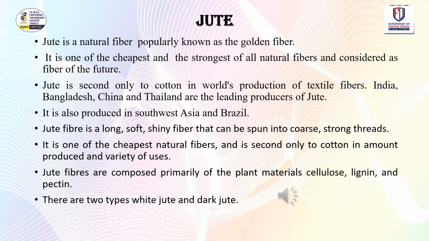Jute fibers are long, soft, shiny fibers that can be spun into coarse and strong threads. Jute is one of the cheapest natural fibers and is second only to cotton in amount of produce and variety of uses. There are two types of jute, white jute and dark jute.